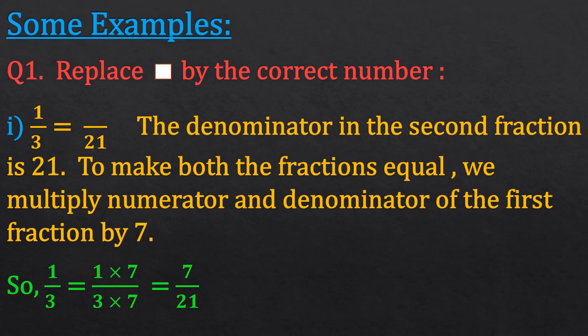the denominator, in place of 3, now we have 21. How do we get 21 in place of 3? Definitely when we multiply 3 by 7, because 3 sevens are 21. So we multiply 1 also by 7, that is 7. So the denominator in the second fraction is 21. To make both fractions equal, we multiply numerator and denominator of the first fraction by 7. So 1 multiplied by 7 and 3 multiplied by 7 will give you 7 upon 21.